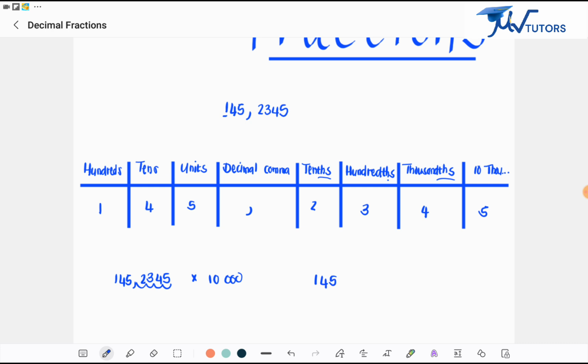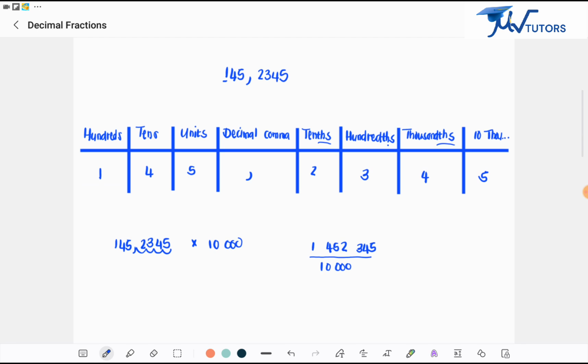And when I multiply it by 10,000, I will then get 1,452,345. Okay, and we're simply going to divide that by 10,000. I'm multiplying by 10,000 only to write it as 10,000 again. All right, so that's one of the ways that you can write it as a common fraction.